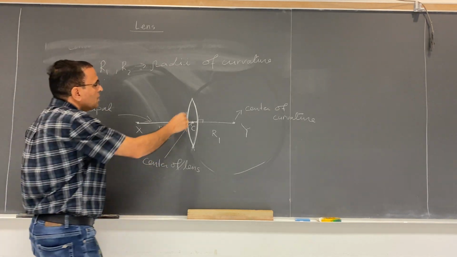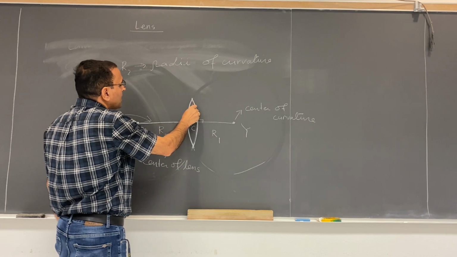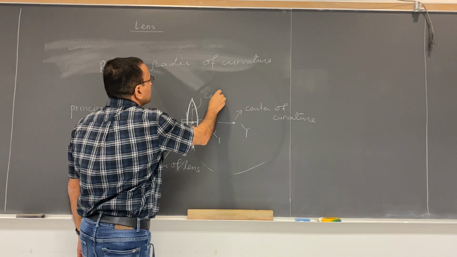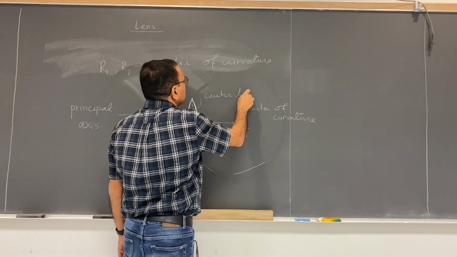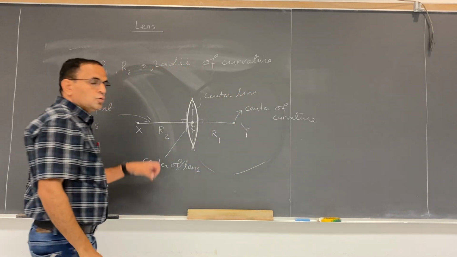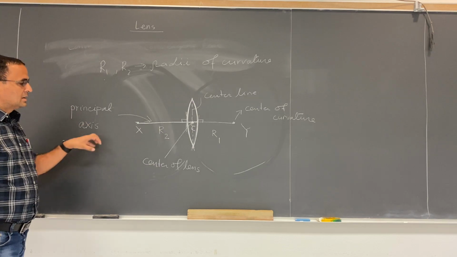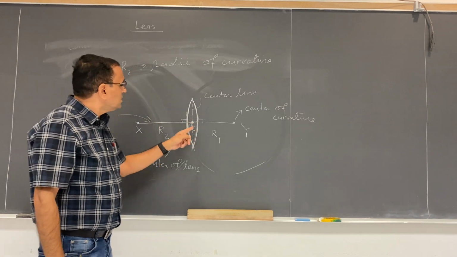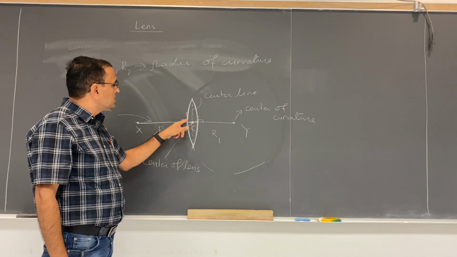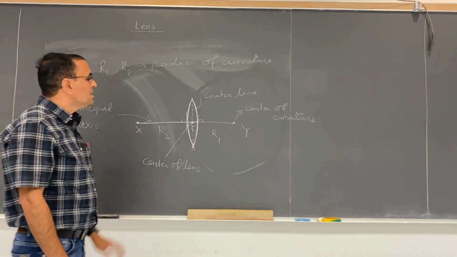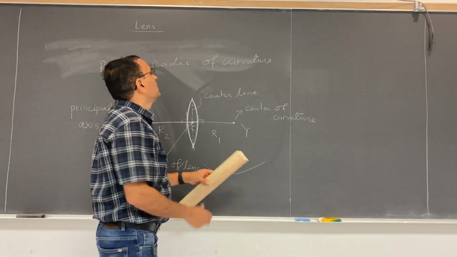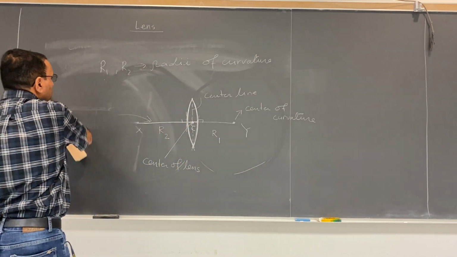Here you can draw another line also, simply the center line. Sometimes this is useful. So please know the principal axis is passing through the center of the lens, but it must be perpendicular to both surfaces here and there, then that is called the principal axis. The same thing applies in the case of a concave lens also.